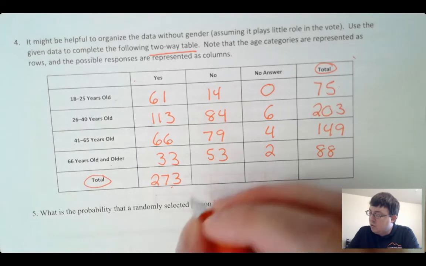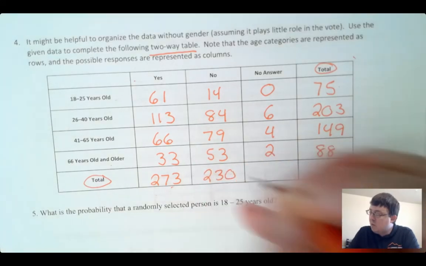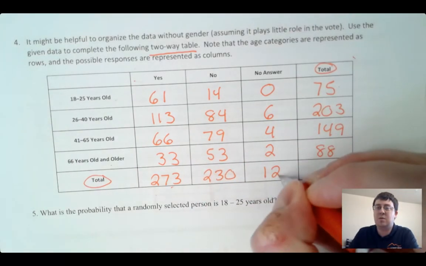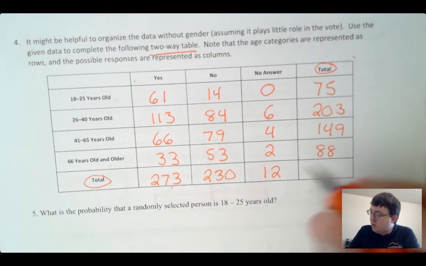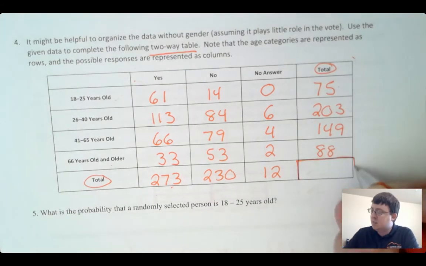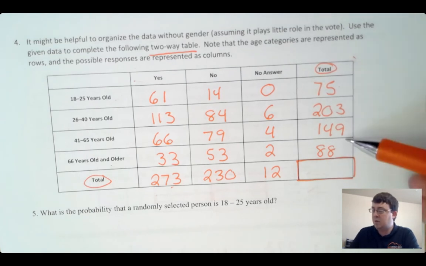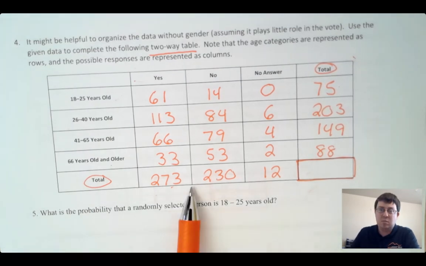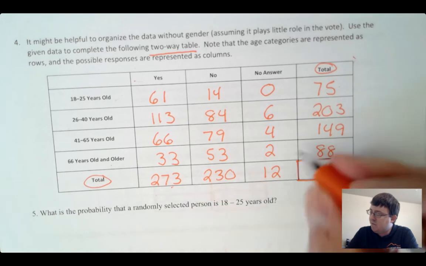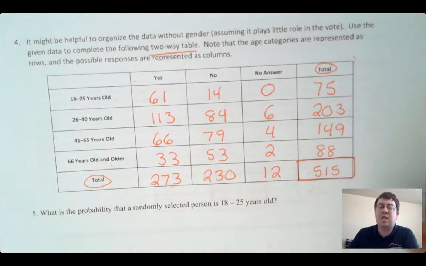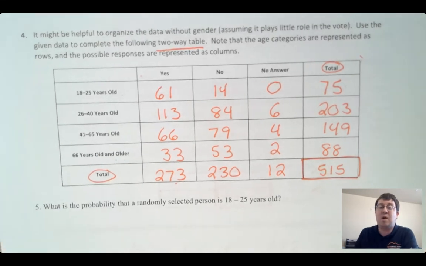There are 230 total no votes. There are 12 total no answer votes. What goes in this bottom right-hand corner is the sum of all these total people and all the total votes, which should be the same. And they add up to 515 total people in this survey. Okay, with this, we can find a lot of great probabilities.